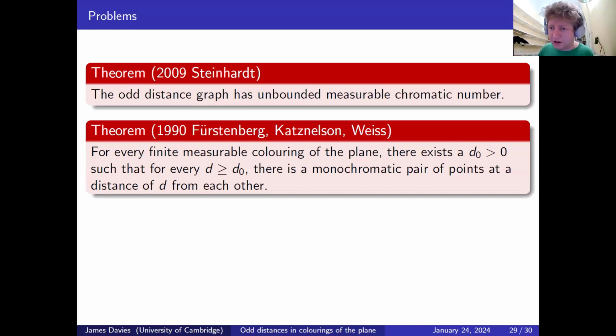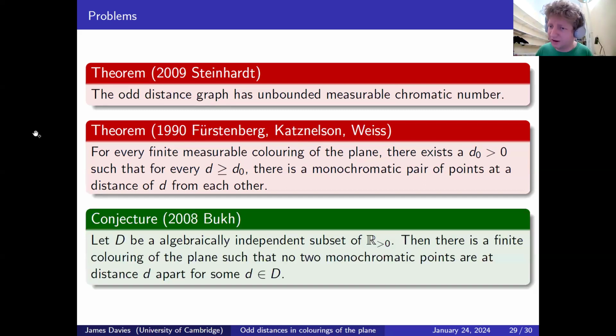So optimistically, you might hope that something this strong could be true for non-measurable chromatic number. But actually, my belief is that this isn't the case for non-measurable chromatic number, and there's a good conjectured counterexample to this. The conjecture is that if you have a set D which is algebraically independent, then you can find a finite coloring of the plane so that no monochromatic pair of points are distance d apart for any d in our algebraically independent set. This is a conjecture I really believe, but it would have to be quite a crazy coloring. You know, you can't do some measurable coloring, so it's not going to be any tiling. But I really do believe this would be true.